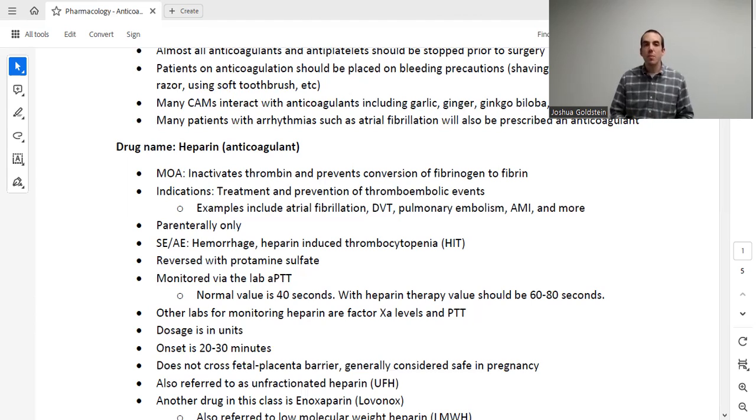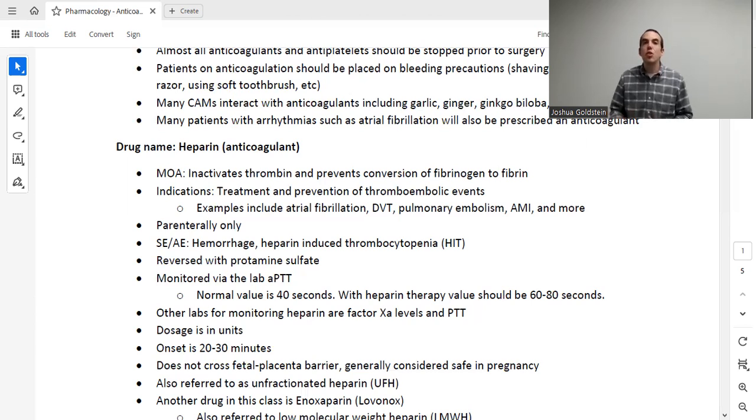Many patients with an arrhythmia may be placed on an anticoagulant, and that's to prevent them from developing clots. We're going to talk more about that in the very next lecture when we talk about heart failure and dysrhythmias, but let's leave it at that for now. So the first drug we're going to talk about is heparin. Heparin, depending on what textbook you're using, may be classified as an anticoagulant and considered that drug class.